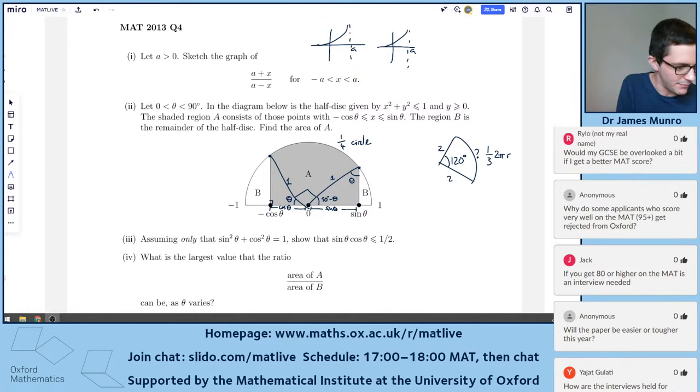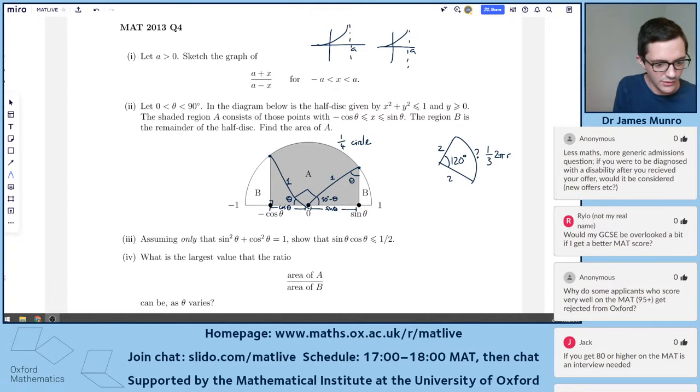If you were diagnosed with a disability after you received your offer, would it be considered? This is an anonymous question that makes me glad we've got anonymous questions. We've got a really good disability advisory service to help work with students on course with disabilities. We want the best out of people. We want people to thrive on course. So we make reasonable adjustments and we work with students to work out how we can support them best.